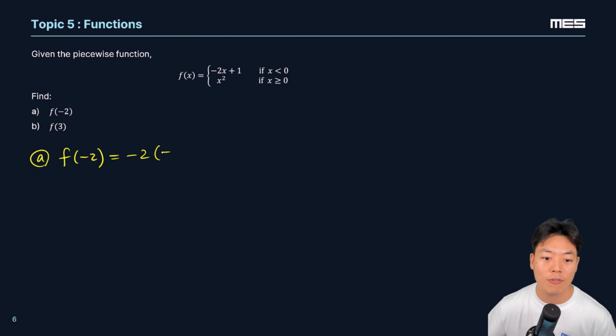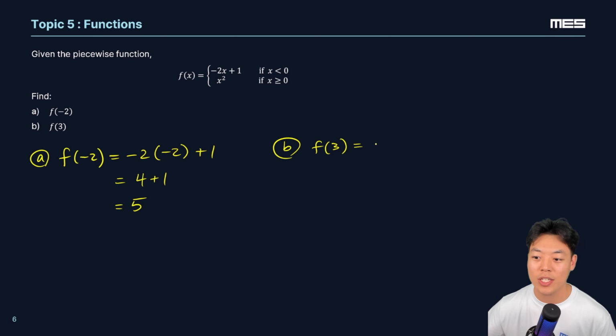This means that x is equal to negative 2, so I must plug it into this first equation. So I plug in negative 2 where the x is. Negative 2 times negative 2 is 4, plus a 1 is equal to 5. Letter B says f of 3. That'll be equal to, when 3 is greater than 0, so we plug it into this second equation. 3 squared is equal to 9.